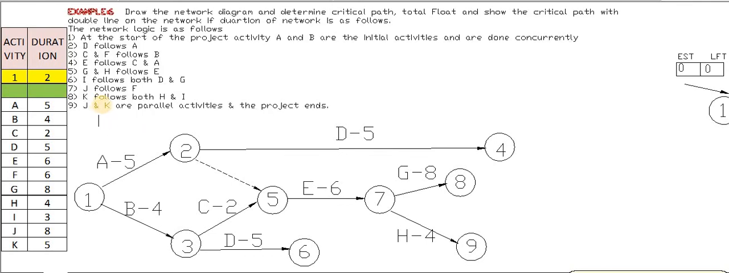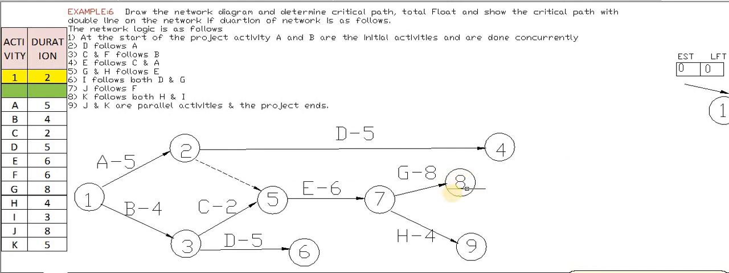So serial number 6 says I follows both D and G. That means D and G are ending at the same point, and at that same point I follows. So I is following D and G. That means D and G are ending at the same point.